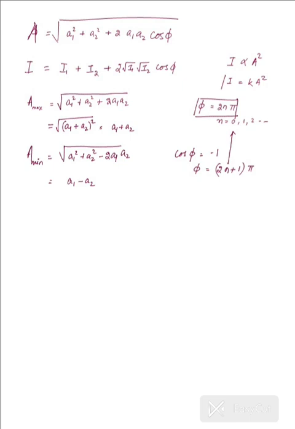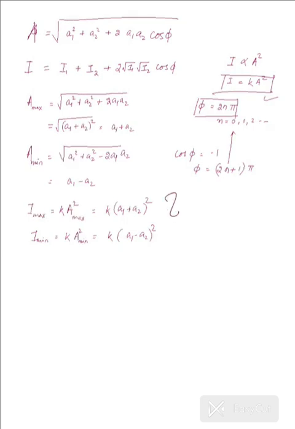And with the maximum and the minimum amplitudes available, you can obtain the maximum intensity from this general relation that we have over here, that is k times a squared. From that relation, instead of a, we can use a max over here, so a max squared. So this is equal to k times a1 plus a2 squared, and then the minimum intensity is k times a minimum squared, which is equal to k times a1 minus a2 squared.